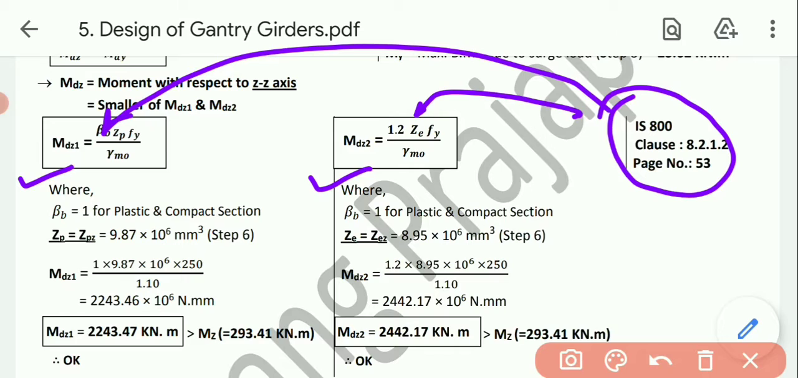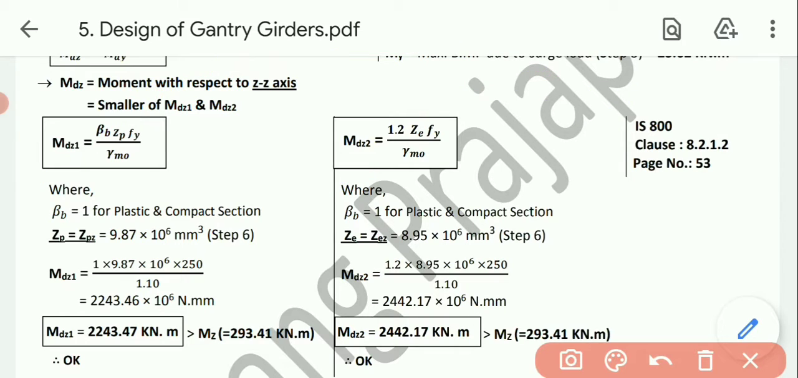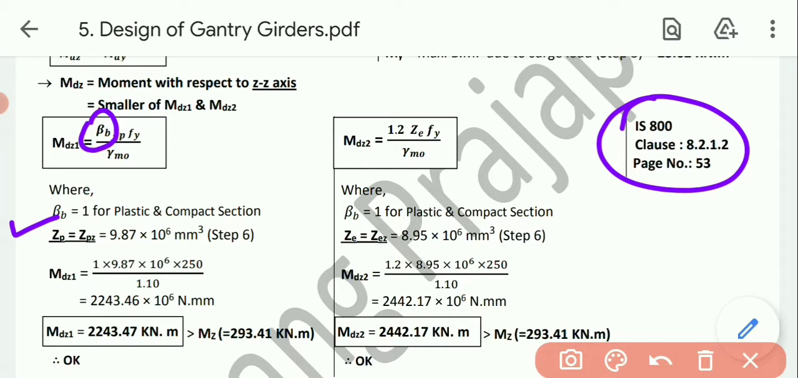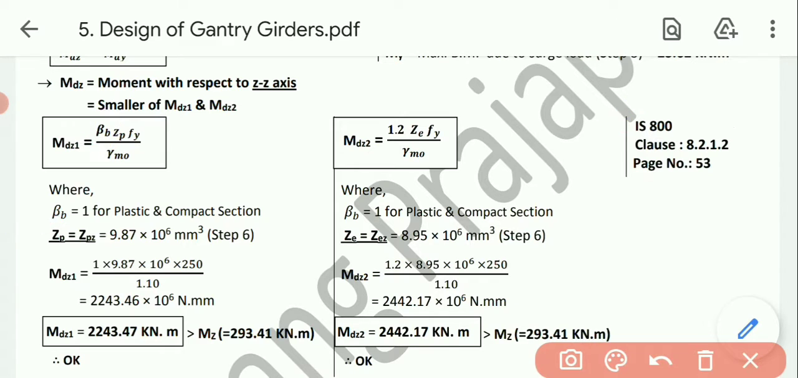Now in both these formulas, let's talk about the unknown parameters. First of all, beta b. Beta b equals 1 for plastic and compact section as per this clause. Our section is compact, so beta b's value will be 1. Talking about other unknowns, fy is constant, 250 newton per mm square, and gamma m0, the factor of safety, is 1.10. So only one unknown is there, that is Zp.